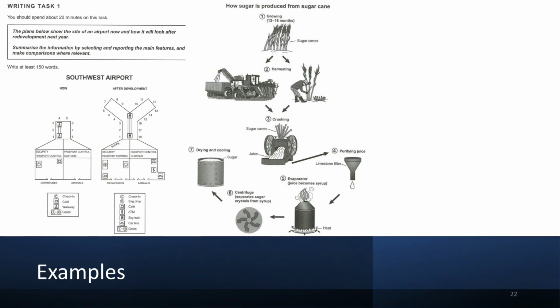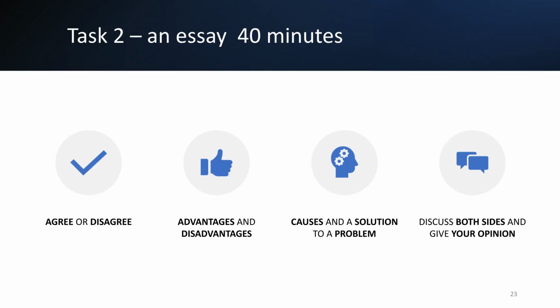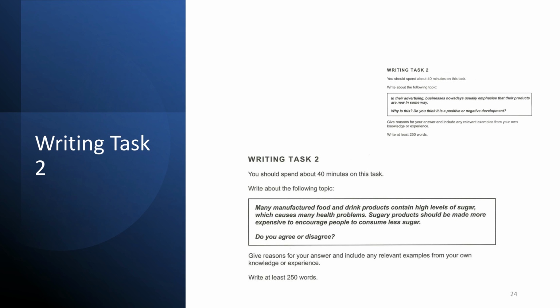These visuals are examples of what you might encounter in writing Task 1, including diagrams and various types of charts and graphs. Writing Task 2 is an essay that should take about 40 minutes. The essay types include agree or disagree, advantages and disadvantages, causes and solutions to a problem, and discussing both sides while giving your opinion. Here are examples of writing tasks you might face in the IELTS, covering different formats and topics for both Task 1 and Task 2.